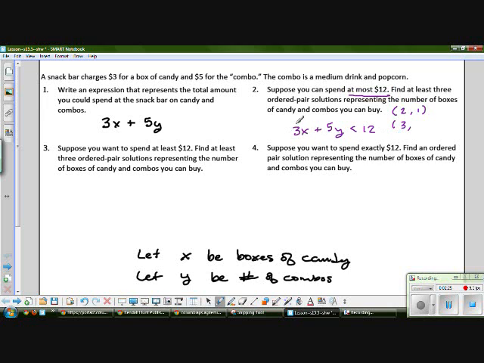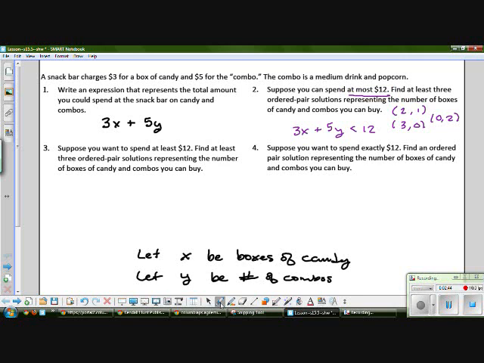What if I were to buy 3 candies? Well, that's going to be $9. 3 times 3 is 9. Well, that means I can't buy any combos, so that's got to pair with a 0. Flip that around. What if I bought 0 candies? Well, that would give me all the money to buy combos, but I could still only buy 2 to stay under 12. So there's 3 values that actually work.